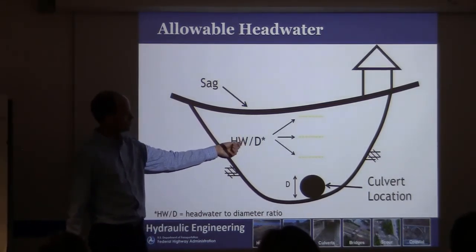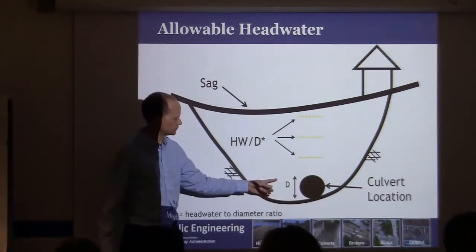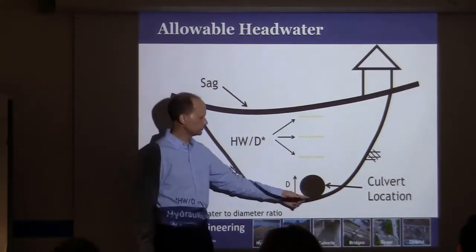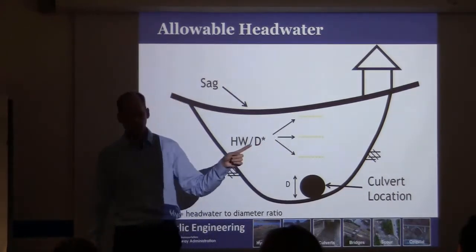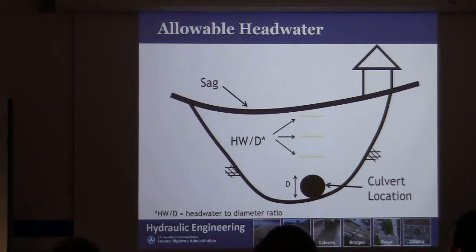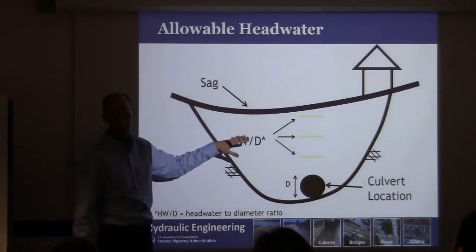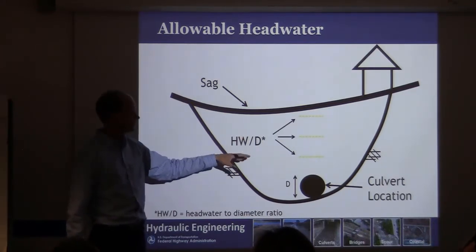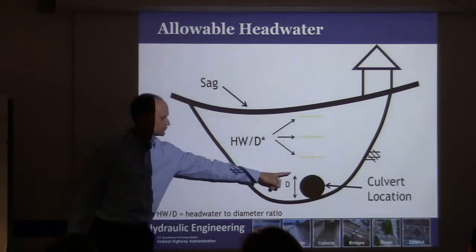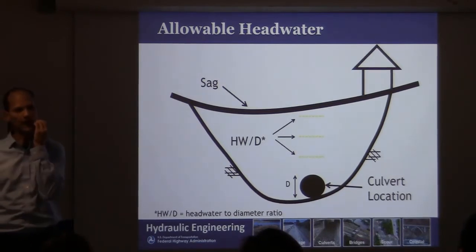There's another criterion, and this goes back in the day when they were setting allowable headwaters. Headwater to the rise of your barrel. If this is a pipe culvert, it's headwater to diameter. If this is a box culvert, it's headwater to the vertical rise of the opening. And I think limits in the day were set around this ratio of maybe 1.5, 1.2, it varies. Why do you think this could be a criterion for allowable headwater? Headwater to rise ratio of, say, 1.5. Why would that be important?